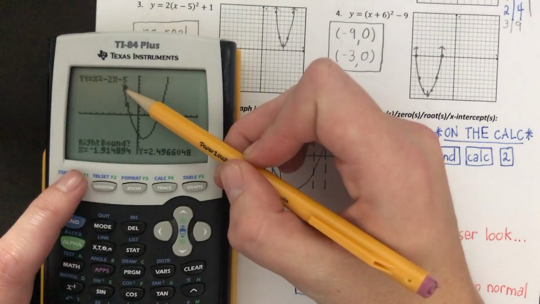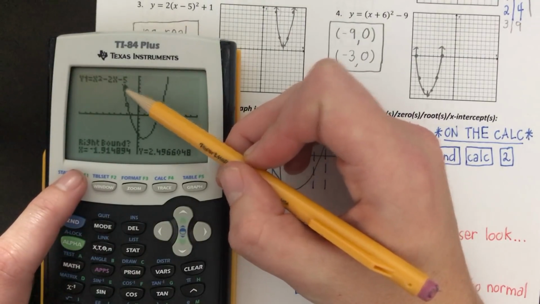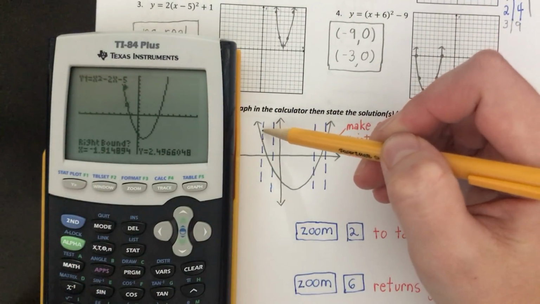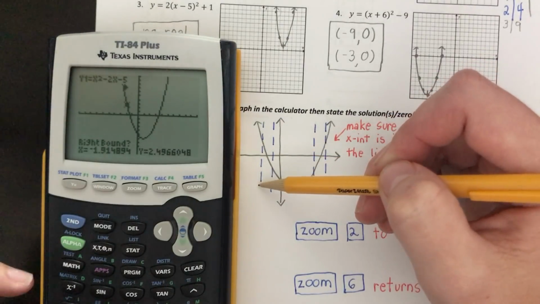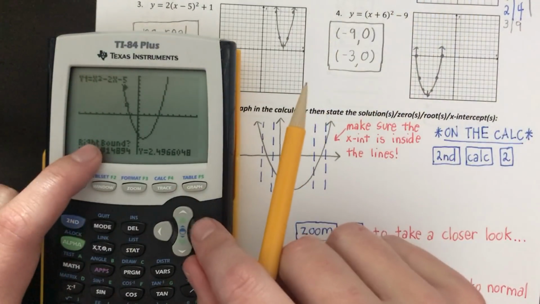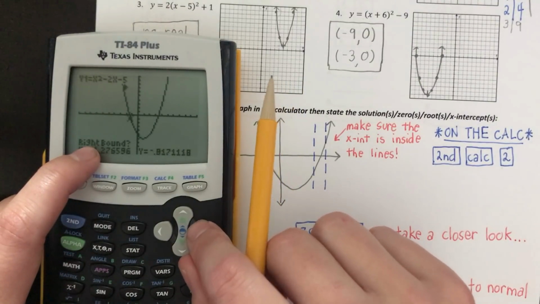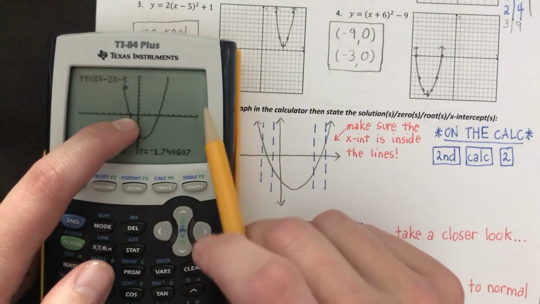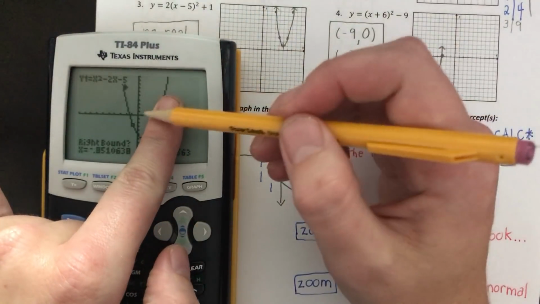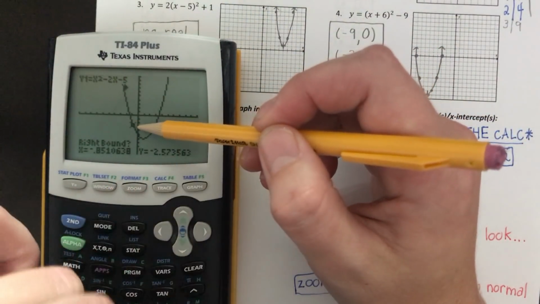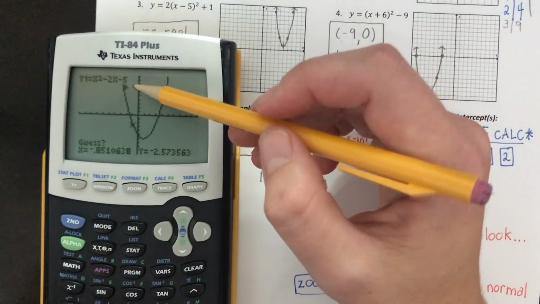Notice this little arrow thing came up. On the new calculators, it will create a dash or a line. It's a light line, but it will create a line on the left. And then it'll ask you for the right bound. So you'll go just to the right of this x-intercept. We're ignoring this other x-intercept for now. So just go to the right of this x-intercept. That's probably good enough. Hit enter.